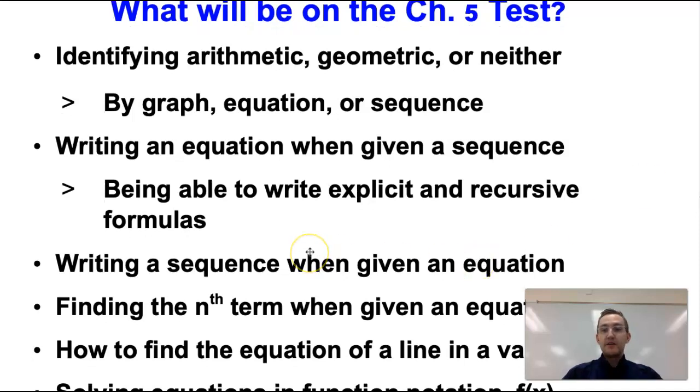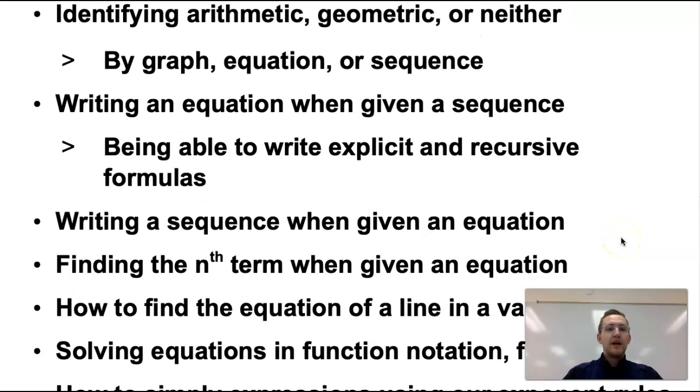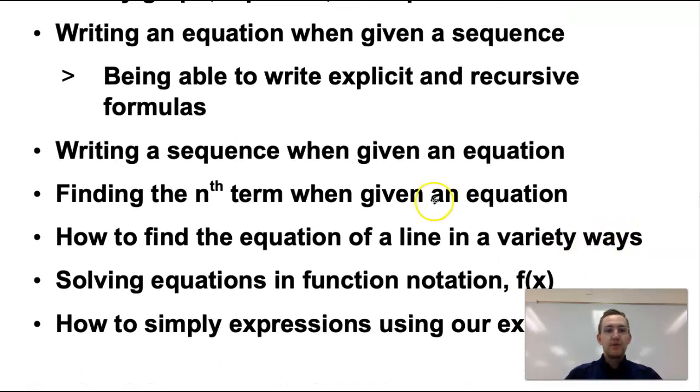Also, we want to be able to do the opposite. If we're given the equation, we should be able to plug in term numbers and then write out the actual sequence of numbers generated by that equation. Lastly, we should be able to find the nth term when given an equation. So if we know, let's say, t of n is 4n plus 3, and t of n is equal to something, we want to figure out the term number that's going to make that true, if there is one.